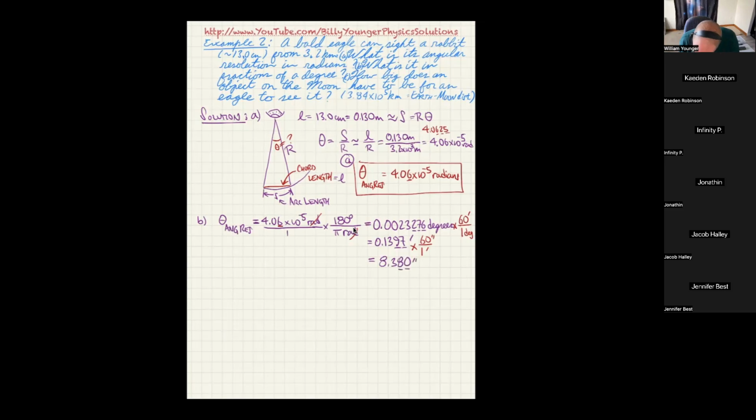And that would be arc seconds. And this is all theta, angular resolution for the eagle. So I can box off all this again so that you can see this eagle has an 8 arc second angular resolution, which is really good. Anybody know what the angular resolution of the human eye is?